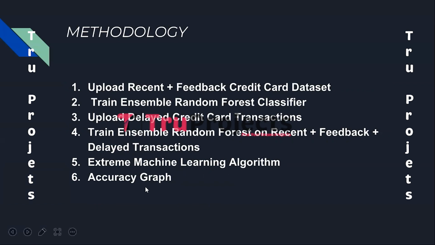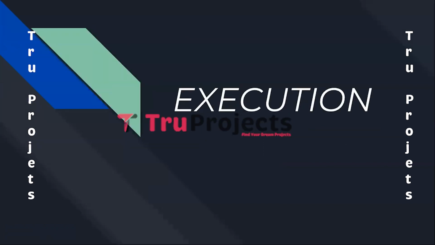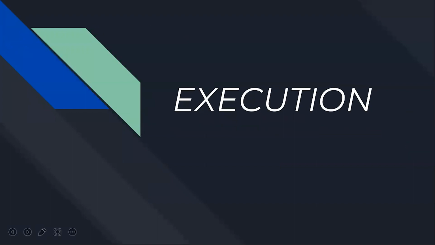The final module is Accuracy Graph. This graph module visualizes the performance of the fraud detection system. It likely plots the accuracy metric, which measures the correctness of the classifier predictions over time or other relevant factors. This graph provides insights into the effectiveness of the proposed approach in detecting credit card fraud and allows for comparison between different iterations or versions of the classifier. The execution of this project.